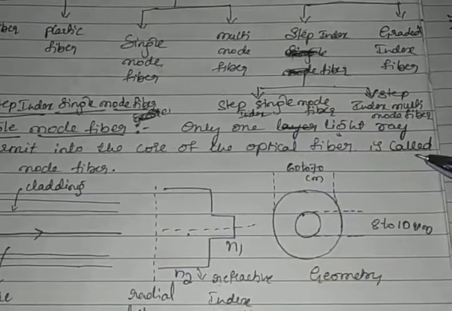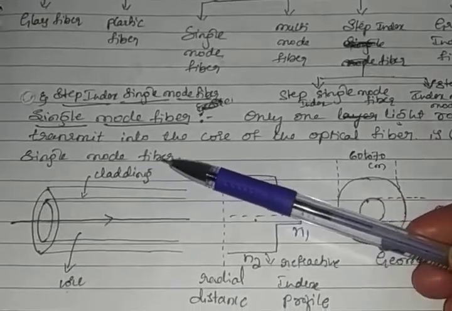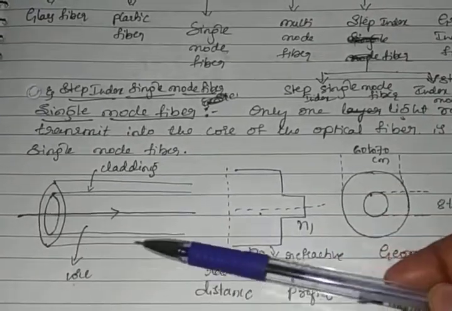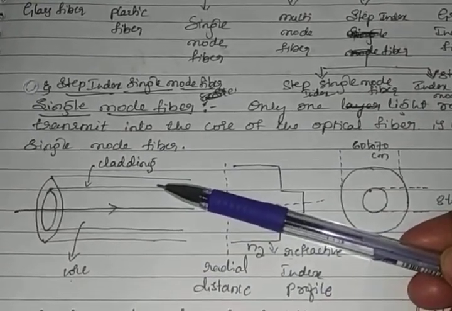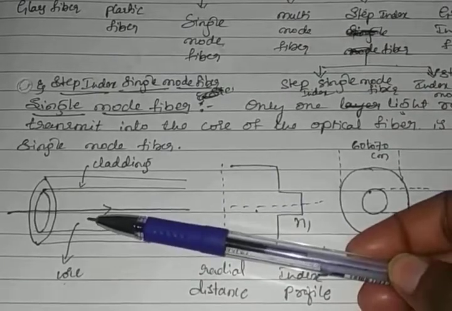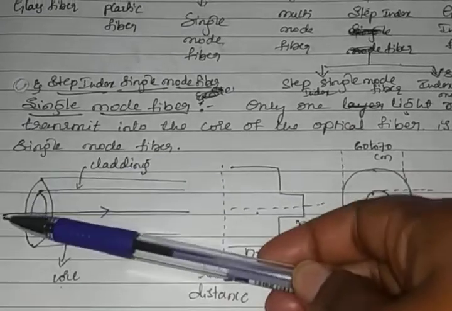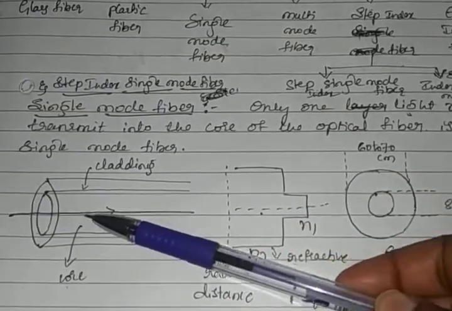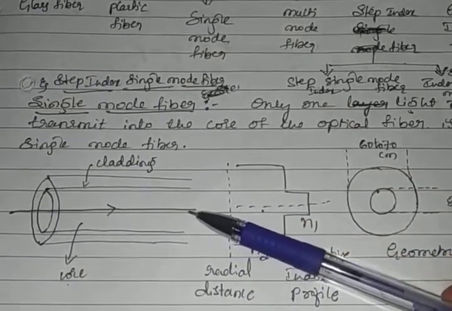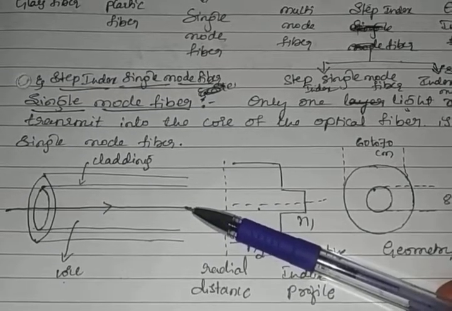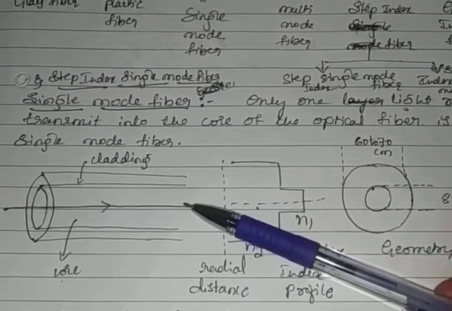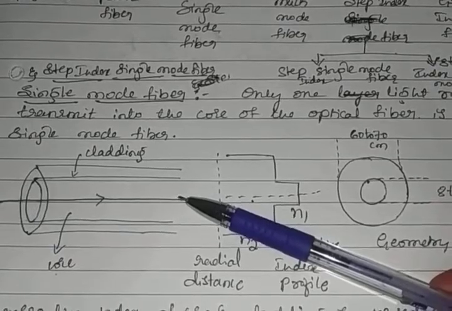fiber is called single mode fiber. This is the optical fiber structure. The structure consists of two layers: one is core, second one is cladding. Only one light is transmitted into the core of the optical fiber, which is called single mode fiber.